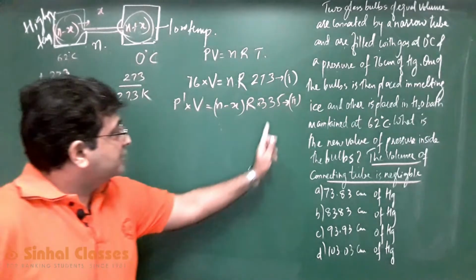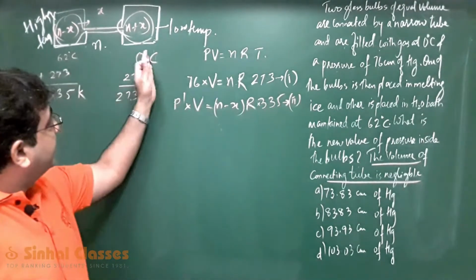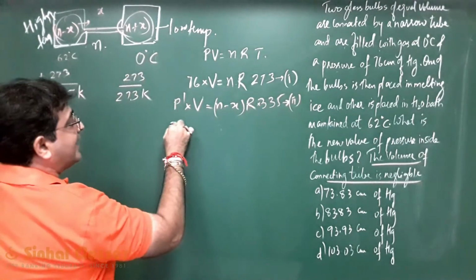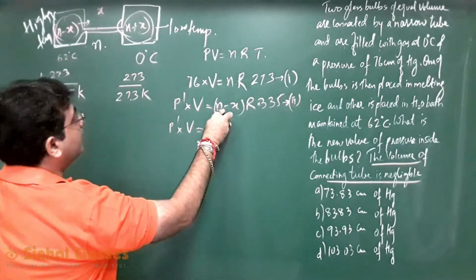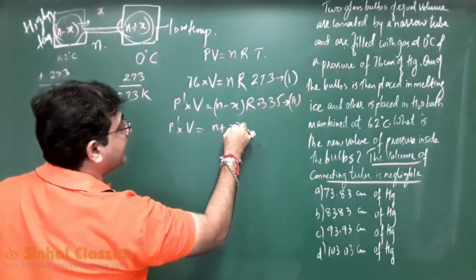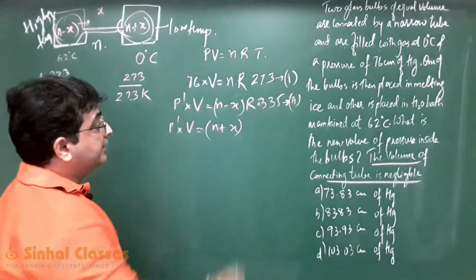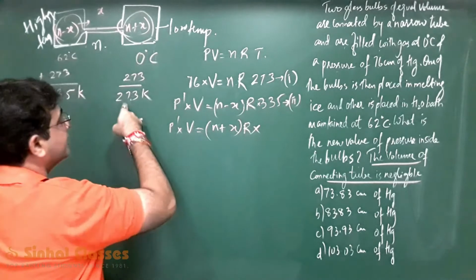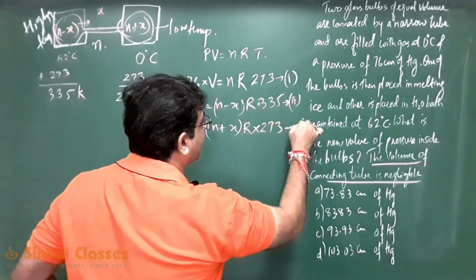Hope this is clear. On the other side, let us say the pressure inside the bulb is P dash, volume is V. What will be here? When X molecules leave, how many will be here? N plus X, into capital R into 273. That's my equation number 3.